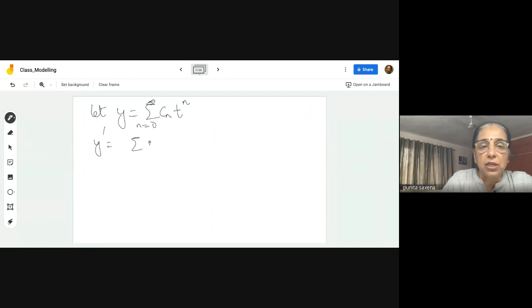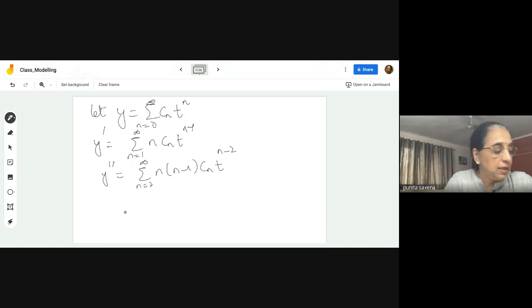Your y dash is n Cn t to the n minus 1, n from 1 to infinity. Y double dash is n into n minus 1 Cn t to the n minus 2, n from 2 to infinity. Now you can substitute in the differential equation. Can you solve it simultaneously? What do you get? What was the first term? Y double dash.